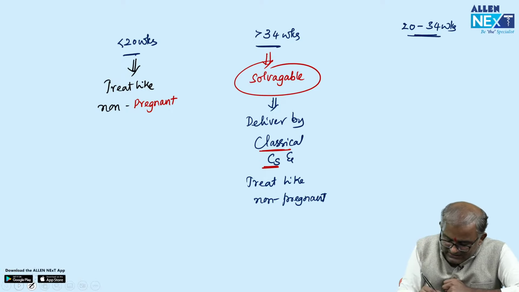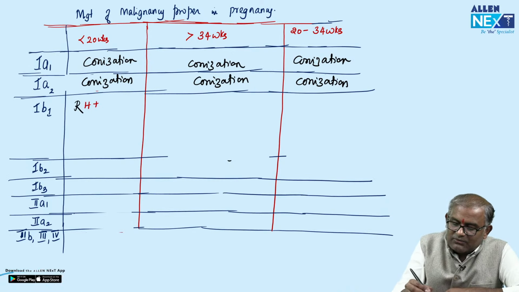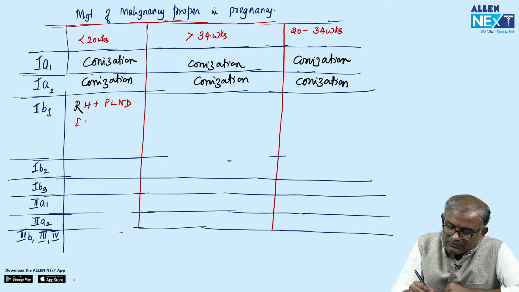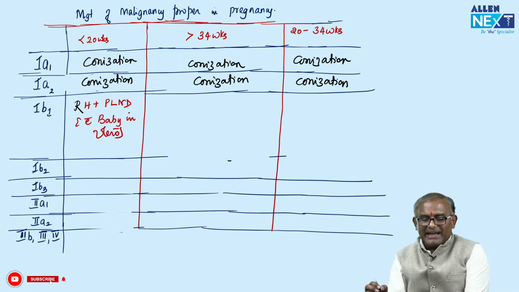Like this, we'll come back to less than 20 weeks. Same, radical hysterectomy with pelvic lymph node dissection, that is with the baby in utero. We'll do it with the baby in utero. Yes, definitely 1B1.